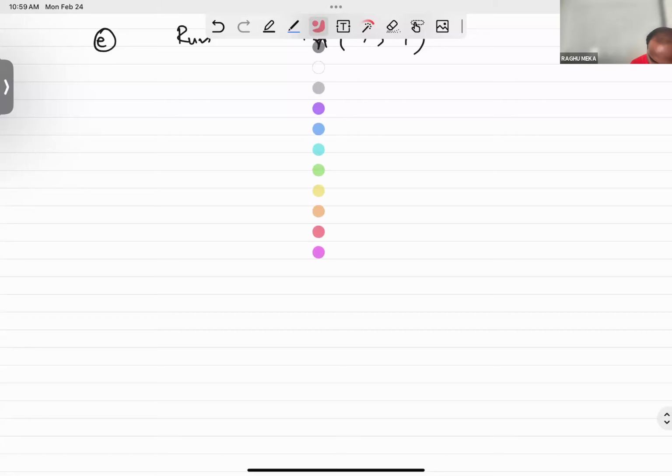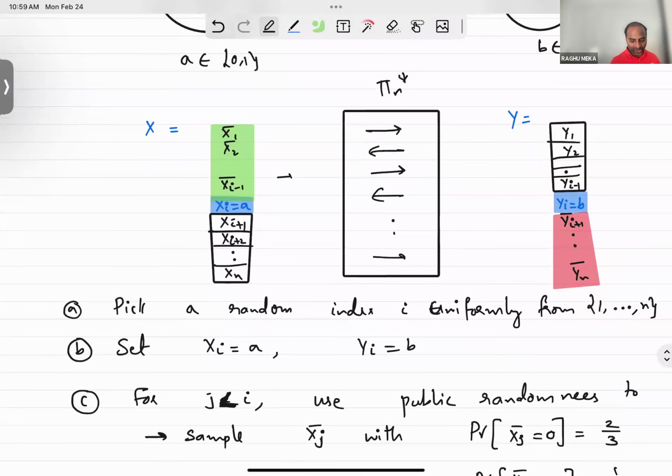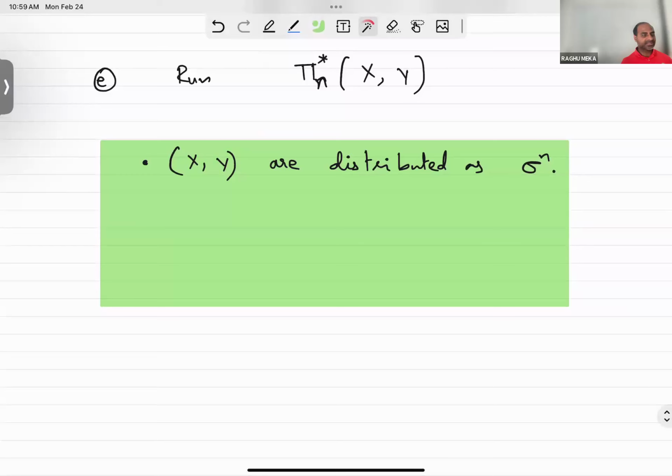Right? And before we start doing the main proof, we can deduce two simple things. Kind of simple in the sense they follow from the definition. X comma Y are distributed as sigma to the n, right? That's exactly what we're doing, right? A comma B is sampled according to sigma. So these coordinates are same and everything else is independent. So the marginal distribution or the joint distribution in X comma Y is exactly sigma to the n. Okay, that property, which was necessary because that was our hypothesis, is maintained.